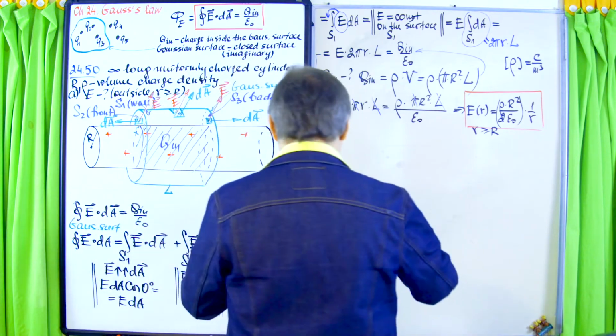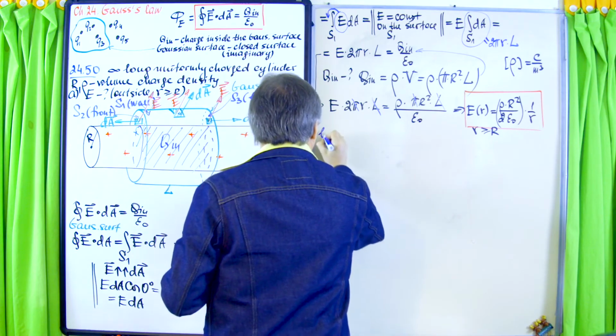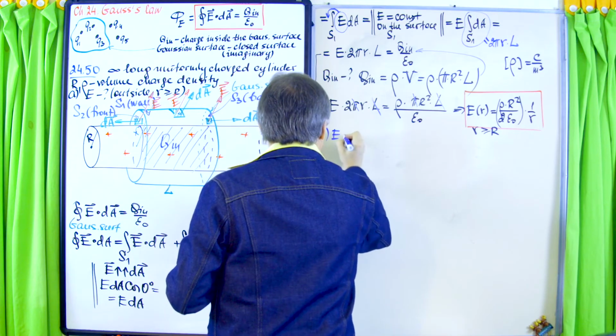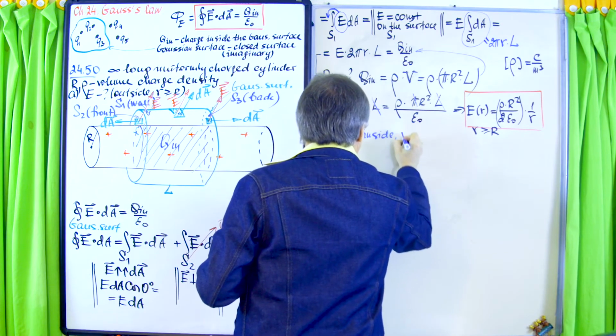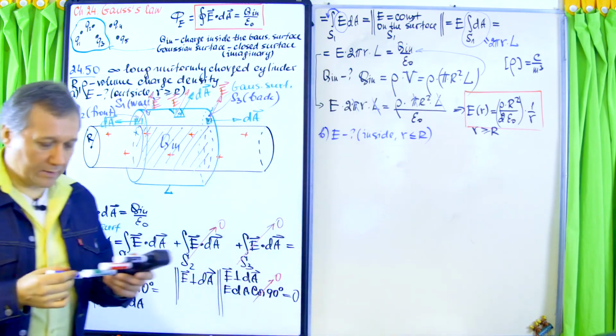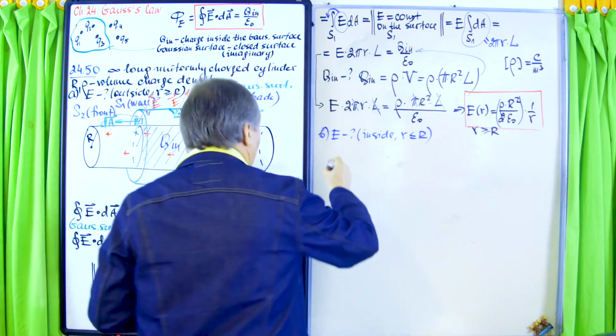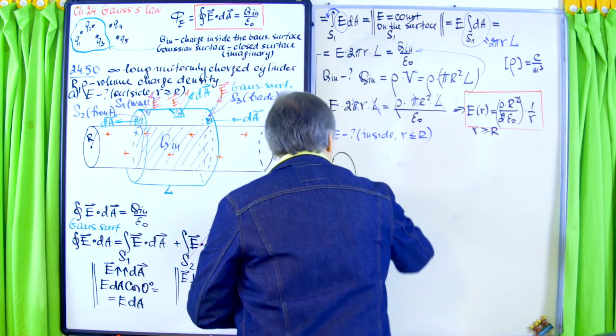Okay, I will probably write it here, B. So E inside, when r is less than or equal to R capital. Okay, let me get it here. So now I need to redraw the picture.